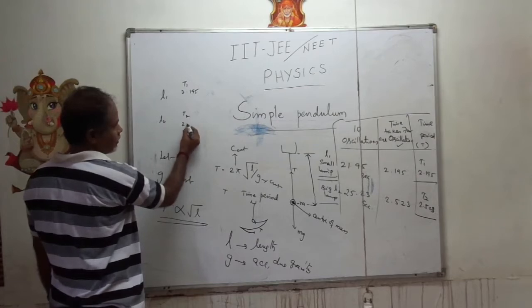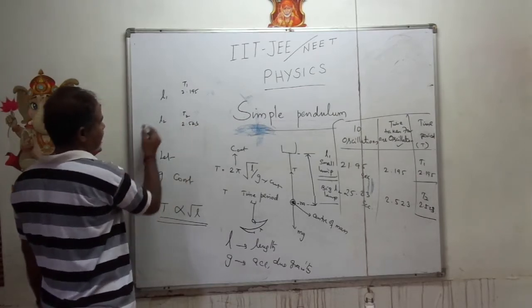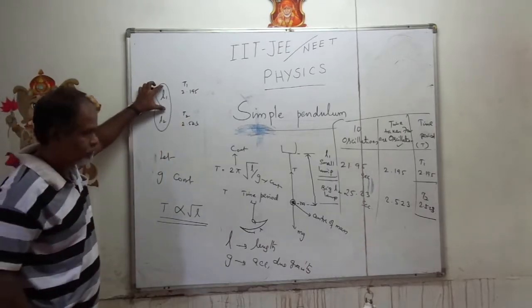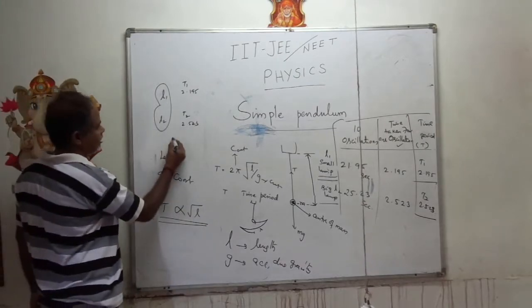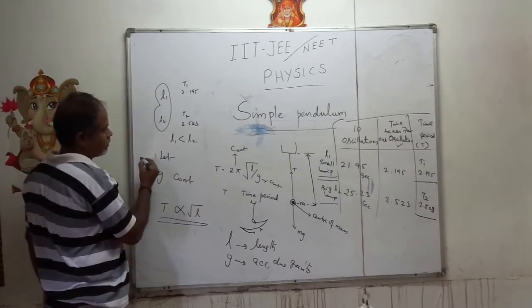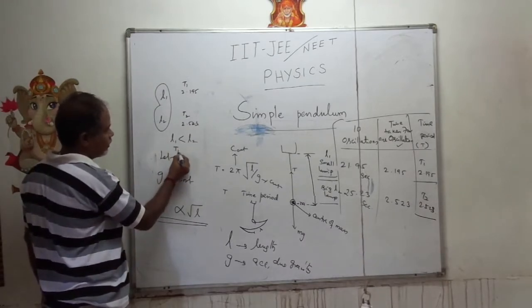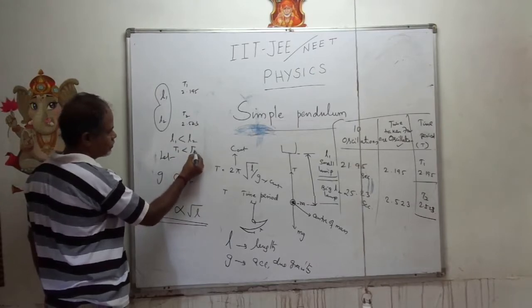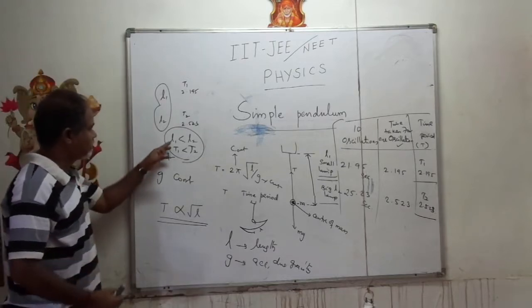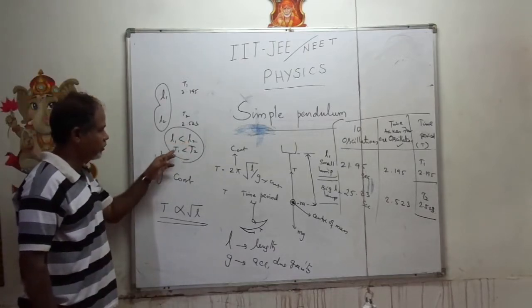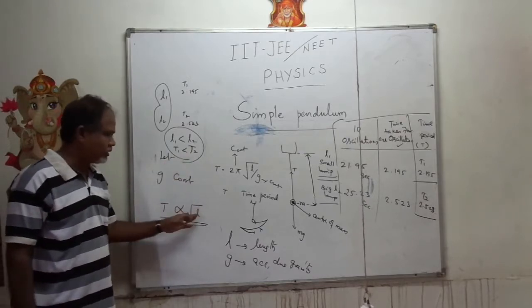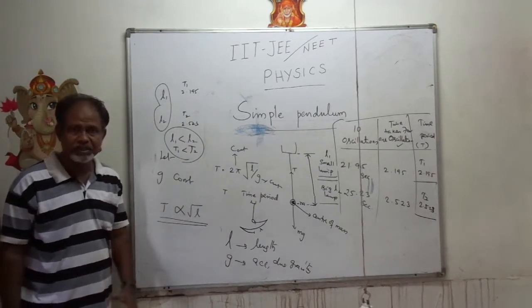Here 2.523. That is small. Automatically this is small. Length is small compared to this one, that is L1 less than L2. Automatically T1 less than T2. T1 less than T2 means L1 less than L2, so T is directly proportional to L.